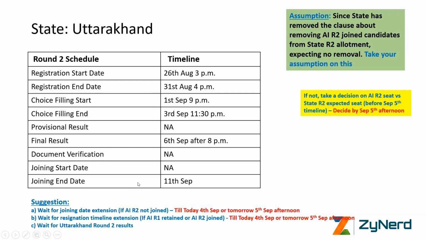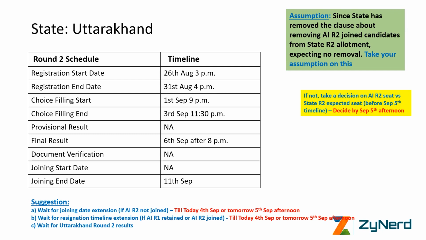Let us say they don't provide a joining date extension for All India Round 1 retained or All India Round 2 joined candidates, who has already joined or somebody who was not yet joined, there might be a possibility of a resignation timeline extension, right? By 5th, you can join. All India Round 2 not joined candidates also can join. But let us say the resignation is extended till 7th or 8th.